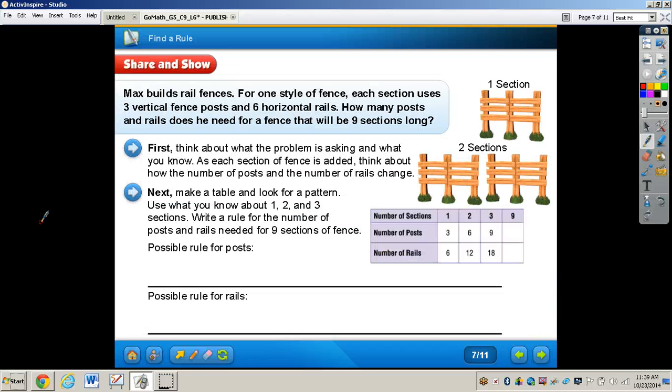Okay, I want you to work through the share and show problem all by yourself on page 393. When you're finished, you can press play, and I will have the answer for you. So pause the video now.